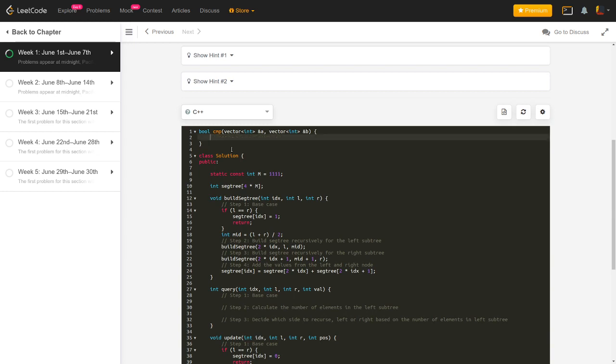Okay, so that's what we'll write in our compare function. The compare function is going to be something like this: if a of 0 is not equal to b of 0, that means both of these are distinct, right? So I can simply do return a of 0 less than b of 0.